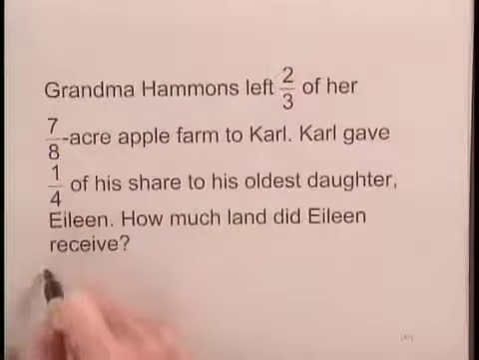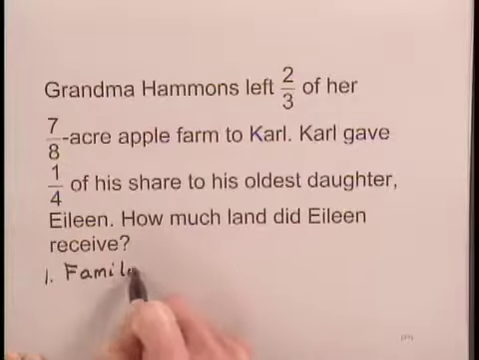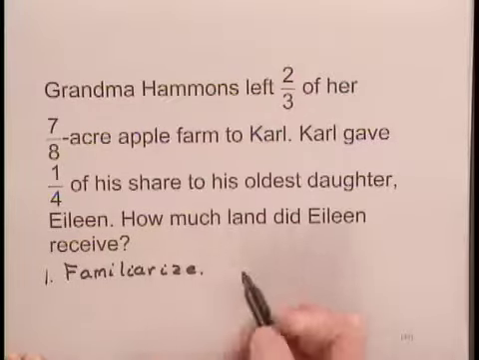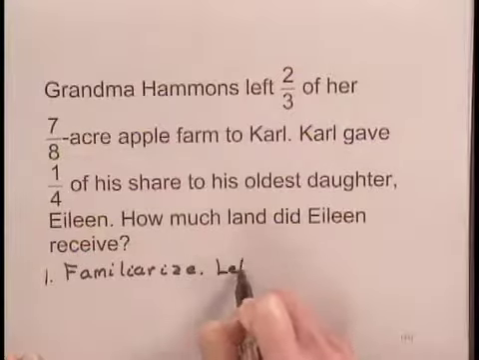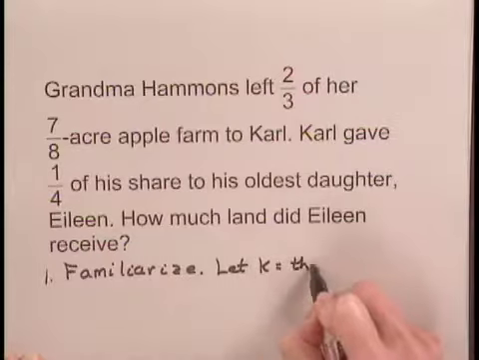Well, we'll familiarize ourselves with the problem first. That's the first step in our 5-step problem-solving process. Now, this is going to be a multi-step problem. First, we're going to have to determine how much land Carl got, and then we'll have to find how much of that land his daughter Eileen got. So let's begin by letting K equal the number of acres of land that Carl got.